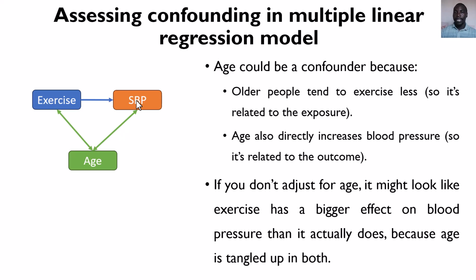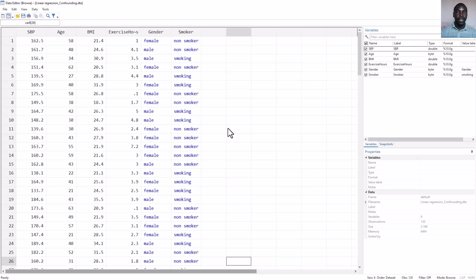If you do not adjust for age, it may look like exercise has a bigger effect on blood pressure than it actually does, because age is entangled between exercise and the systolic blood pressure. That's why it is very important for you to check for confounding. Otherwise, you will reach conclusions that either a variable is significant or not, which may not be true or may be misleading.